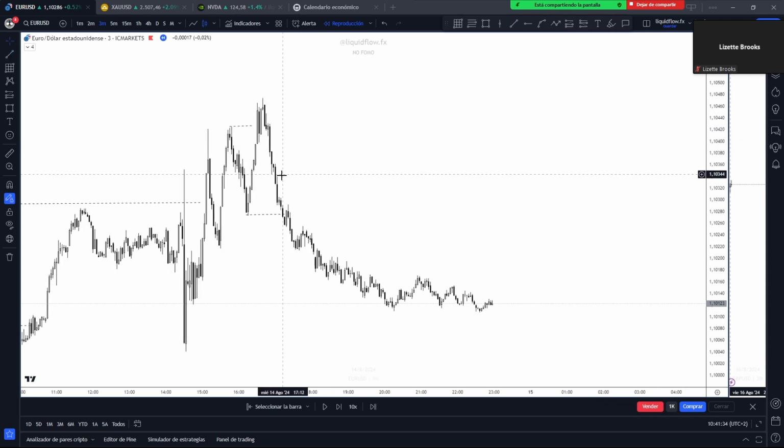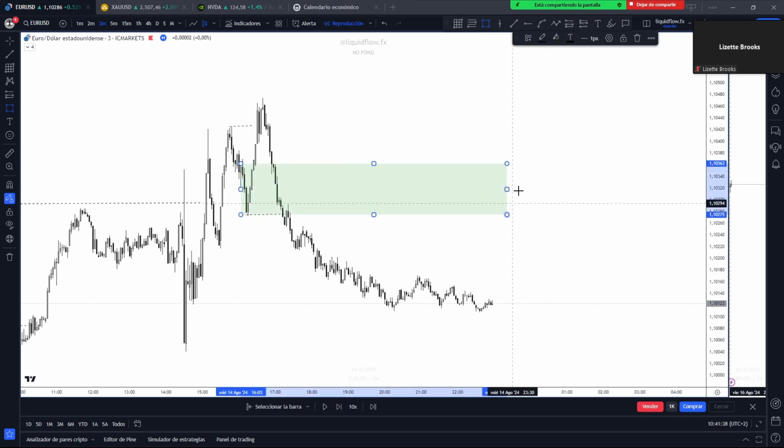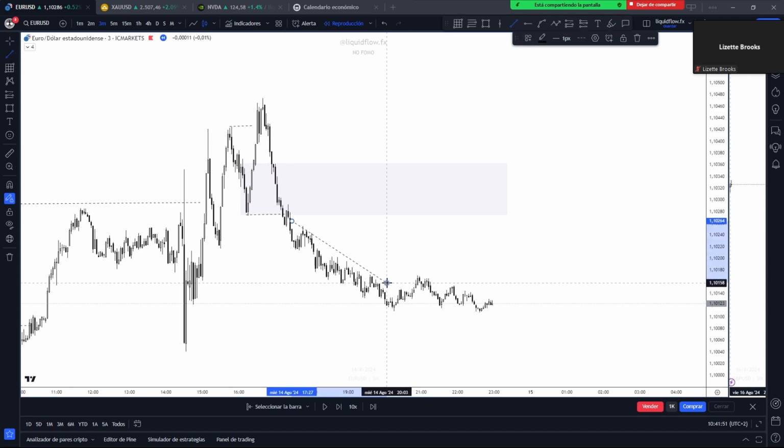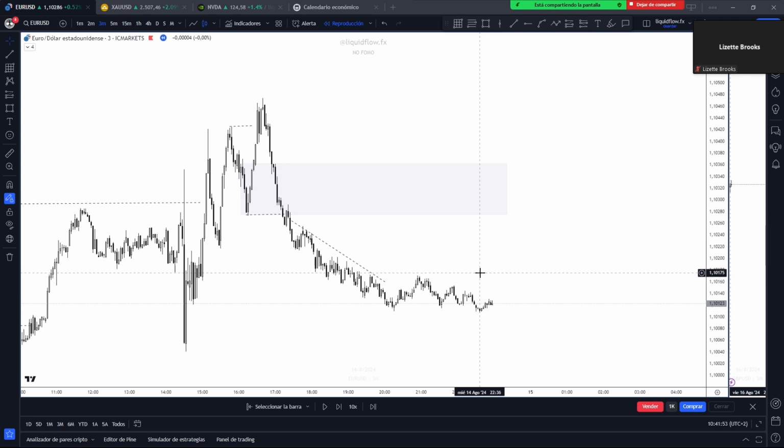So we could expect some things. We could expect some reaction in the breaker block, right? Or in some part of the fair value gaps over here. All these are liquidity, but it's already done here.